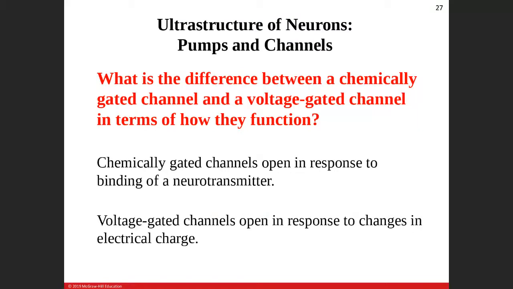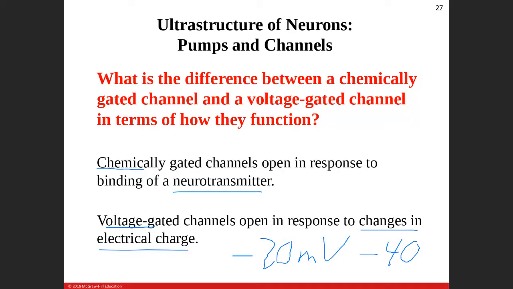What is the difference between a chemically gated channel and a voltage-gated channel in terms of how they function? Chemically gated channels use neurotransmitters to open the channel. In voltage-gated channels, we need a change in that electrical charge. Remember, our resting membrane potential is negative 70 millivolts, so we need to change that value. Maybe we need to make it negative 40, negative 20, negative 10, whatever. We need to change that value. That's supposed to be a 7, by the way.